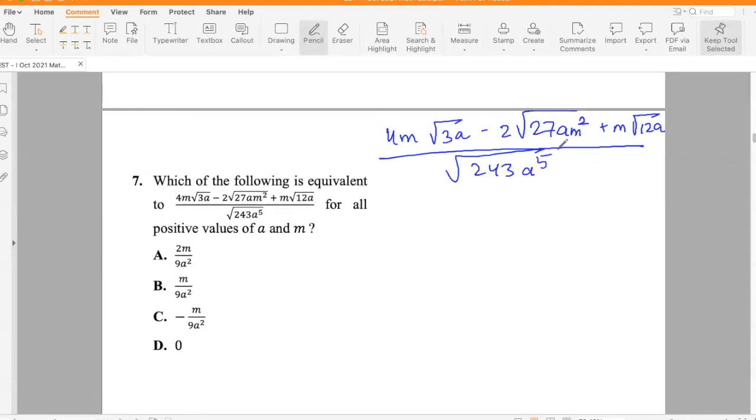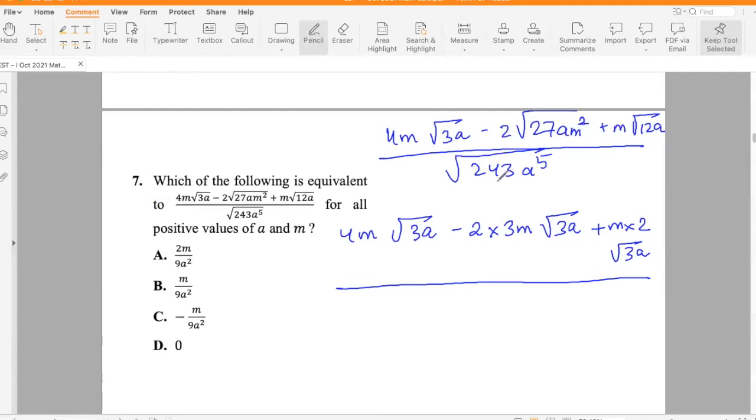Okay, so 4m square root of 3a, I'll keep it as it is. Now, when I write root 27, that is 9 into 3. So I'll take 3 out and I'll take m out also. So I'm left with root 3a here, right? Plus m. And here I'll write it as 4 into 3. So I'll take 2 out, so into 2 and I'm left with root 3a inside.